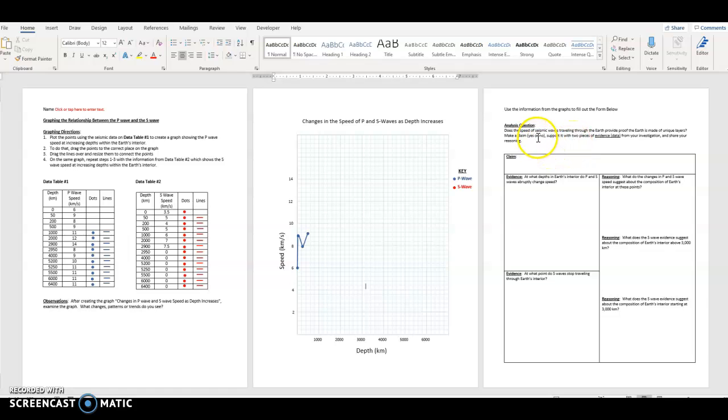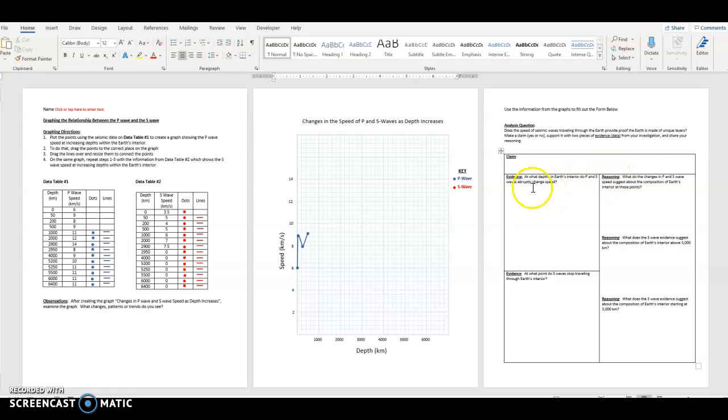Okay, does the speed of the seismic waves travel through the earth provide proof that the earth is made of unique layers? Make a claim, yes or no. So if you believe that yes, it does, write yes. If you think that it doesn't, write no. And then put in a little bit of data here. So no, the speed of seismic waves traveling through the Earth is not proof, or yes, the speed of the seismic waves traveling through the Earth provides proof of the unique layers, and put that there.